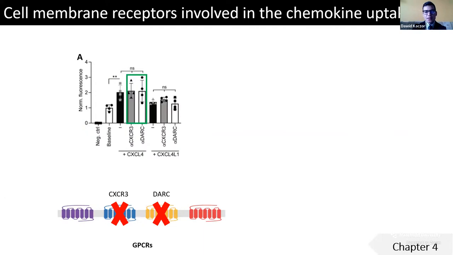Next, we investigated the involvement of membrane receptors in chemokine uptake. Although a significantly increased endocytosis of PF4 was demonstrated, this was not affected by the incubation with blocking antibodies against receptors CXCR3 and DARC, which excludes their role in PF4 endocytosis.